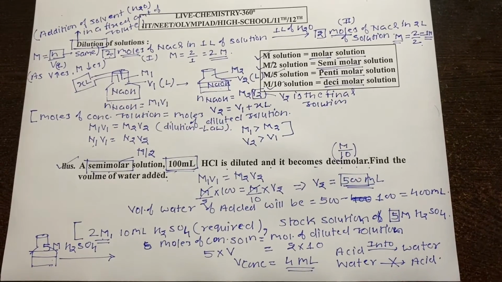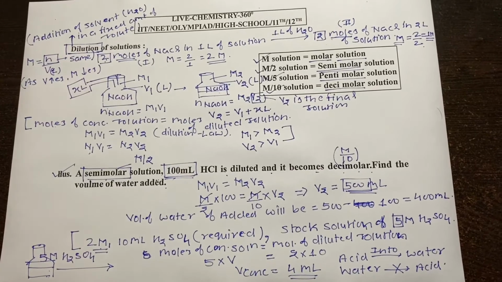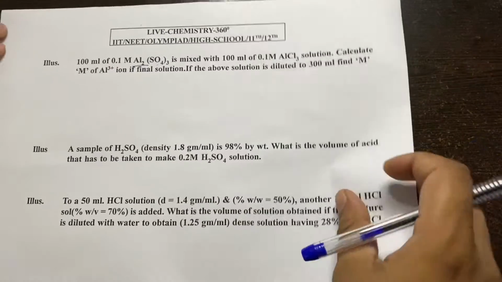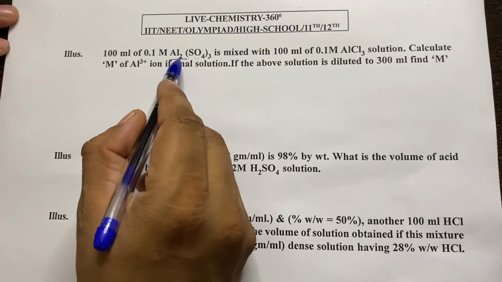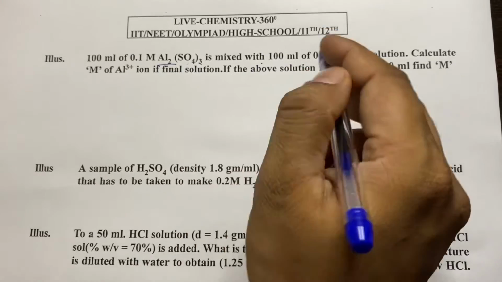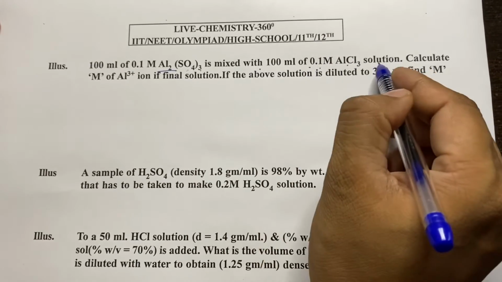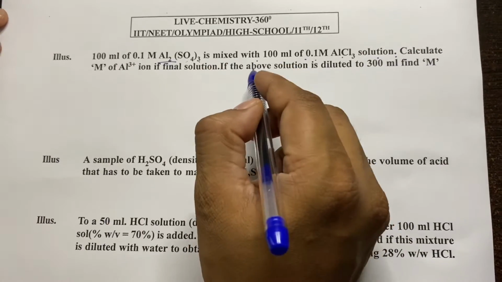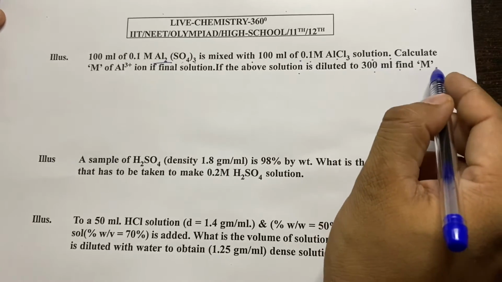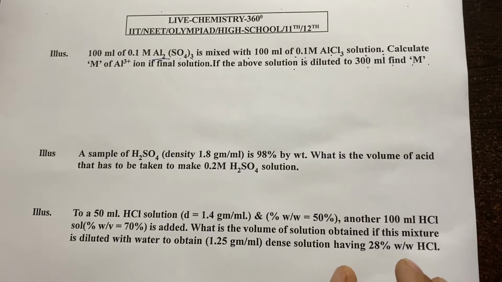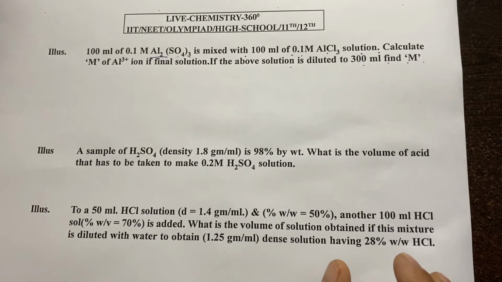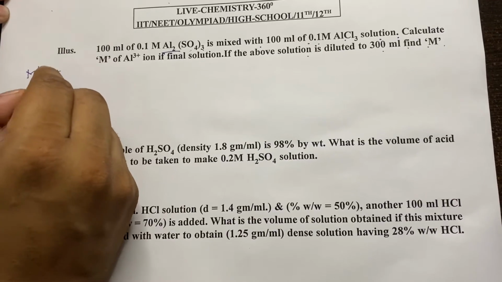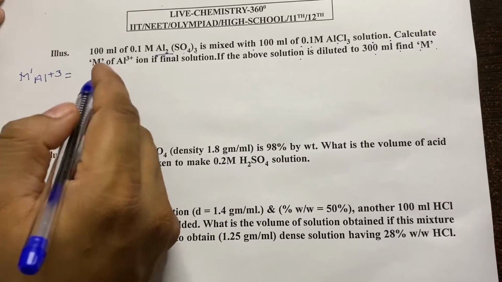We will take more examples to understand the concept of dilution. Let's take one by one. It is given that 100 ml of 0.1 M Al2(SO4)3 is mixed with 100 ml of 0.1 M AlCl3 solution. So this is the case of mixing, and if the above solution is diluted to 300 ml, then find the molarity of final solution. So obviously this is the case of mixing. So first we will find the concentration M dash of Al3+ ion in the resulting solution.